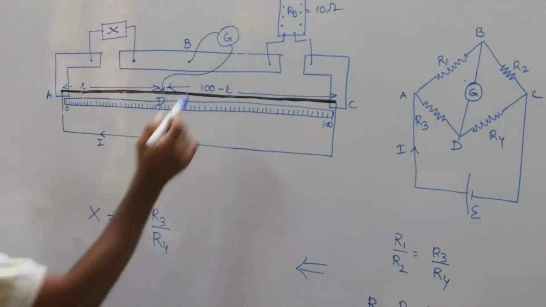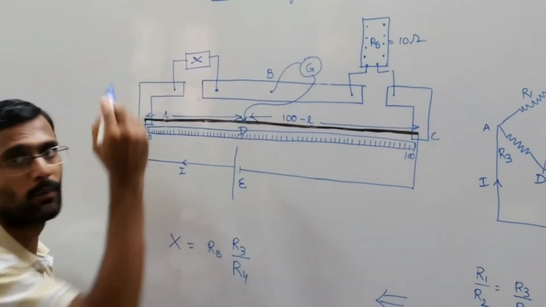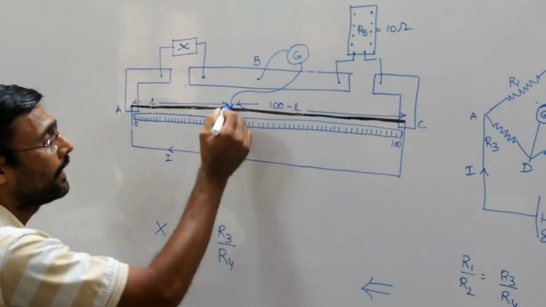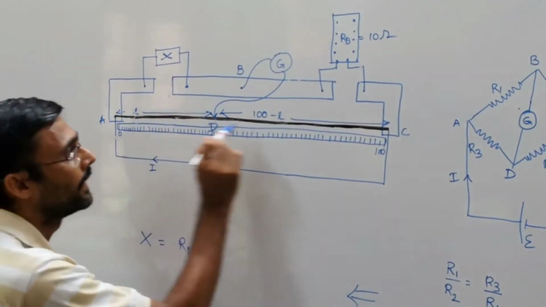Now you can see there is also a galvanometer connected, whose one end is fixed at point B and the other end is movable, and it is connected to a jockey which slides on the meter wire.